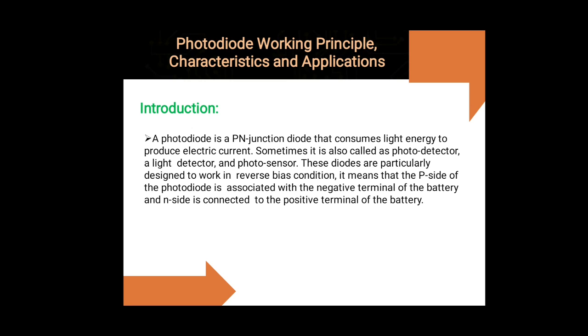Reverse bias condition means that the p side of the photodiode is connected to the negative terminal of the battery and the n side is connected to the positive terminal of the battery.